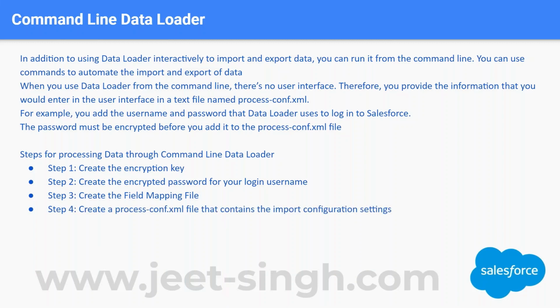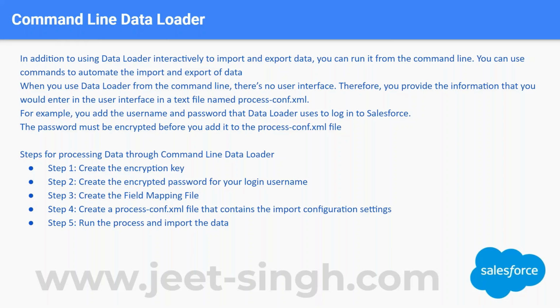Now, step 4 will be to create a process-conf.xml, the configuration file, and that contains the import configuration settings. So this process configuration file you have to create next, and it should contain the import configuration settings. Step 5 will be to run the process and import the data. The final step is to run the process and import the data. So this is what we are basically going to do.